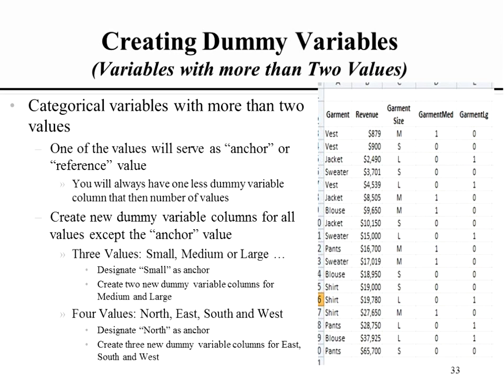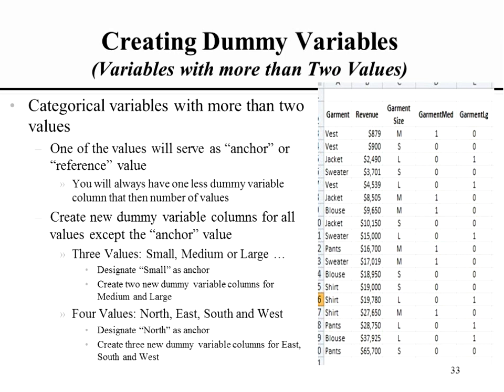So you create a new dummy variable column for all values except the anchor value. In the case of 3 values, small, medium, and large, designate small as the anchor, and then create 2 new dummy variable columns for medium and large. If you have 4 values, north, south, east, and west, you designate north as your anchor, and you create 3 new dummy variable columns for east, south, and west. And so you can see an example over here.